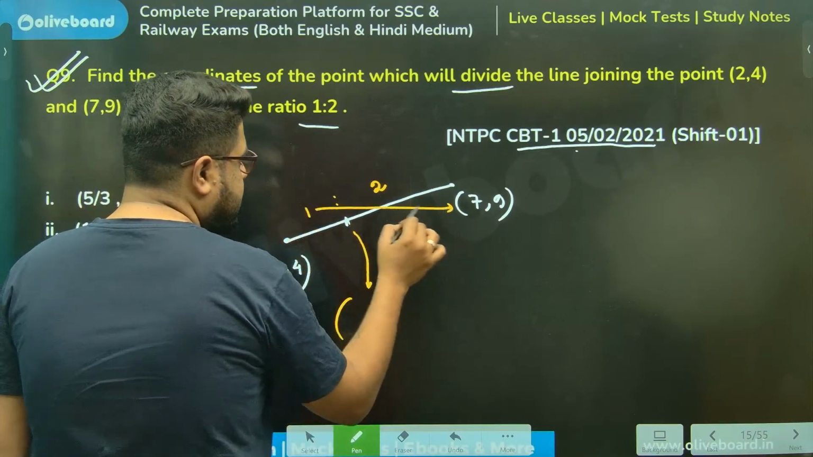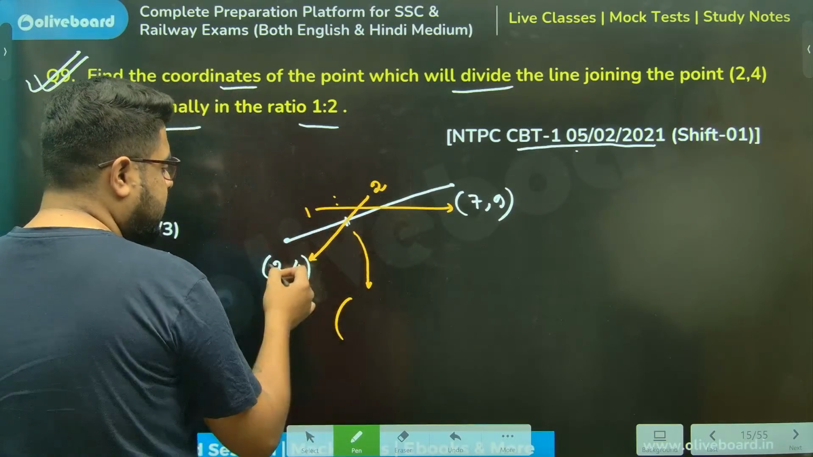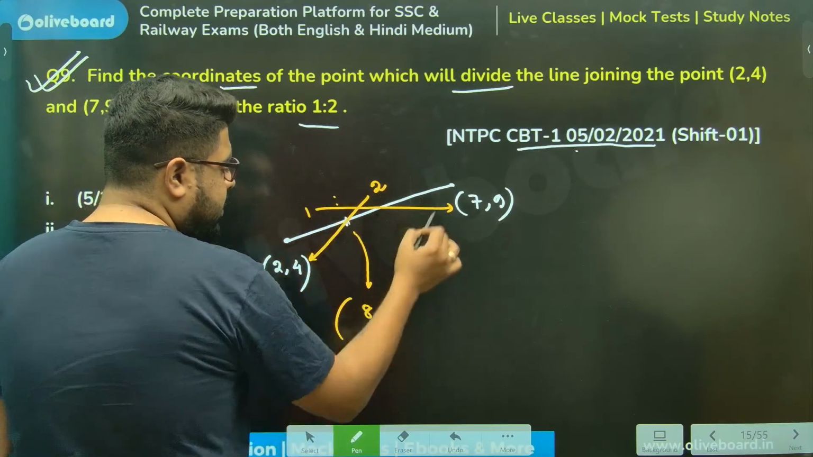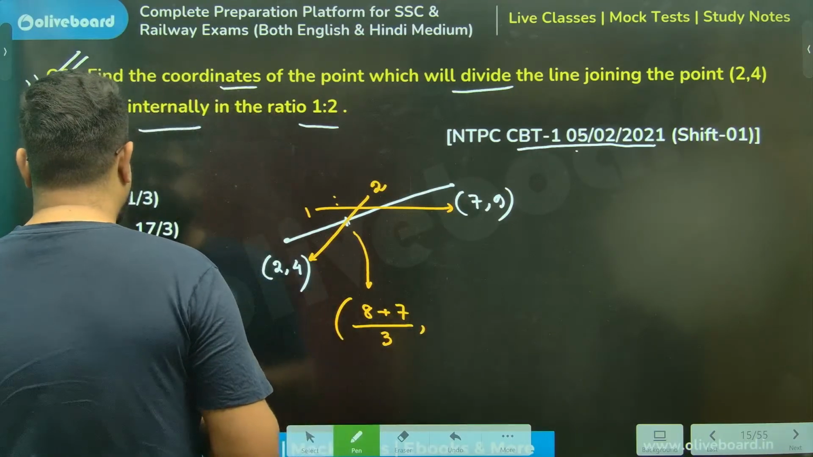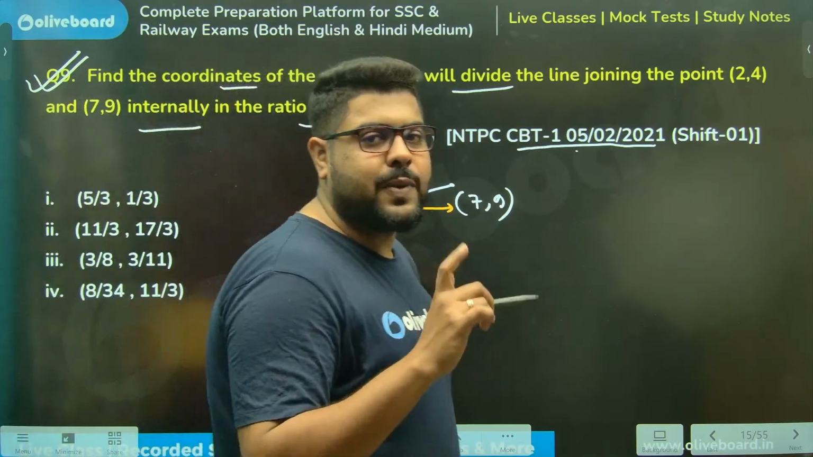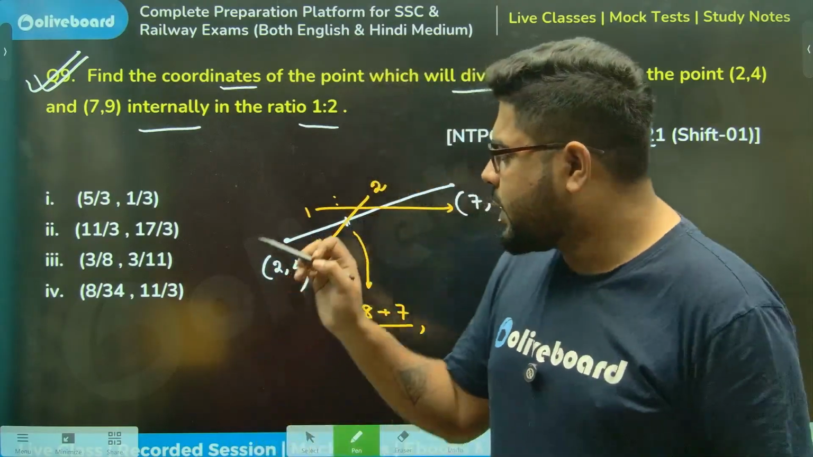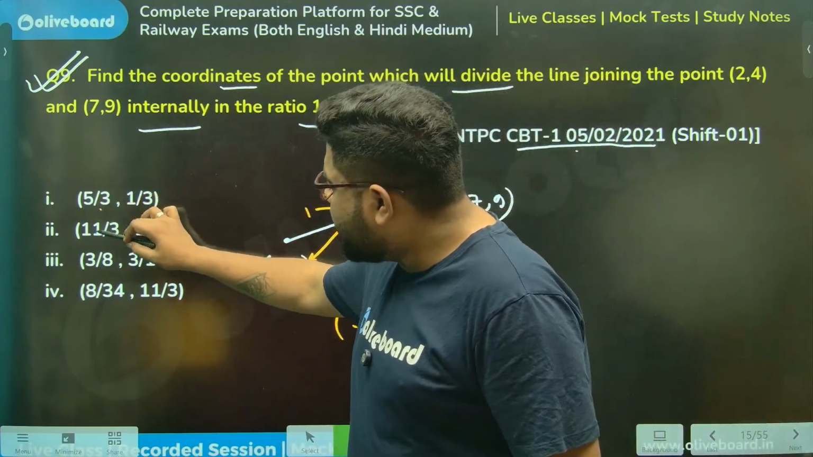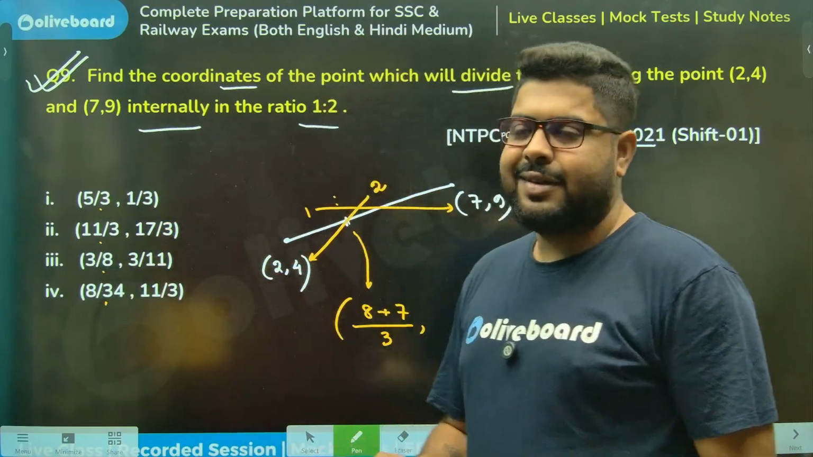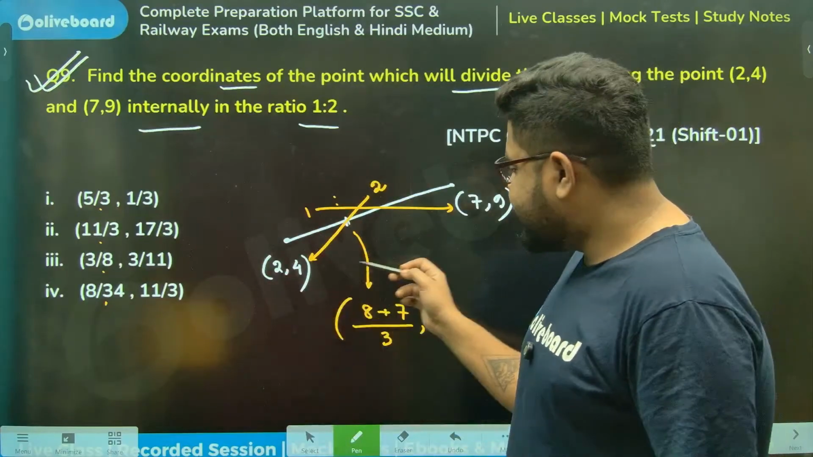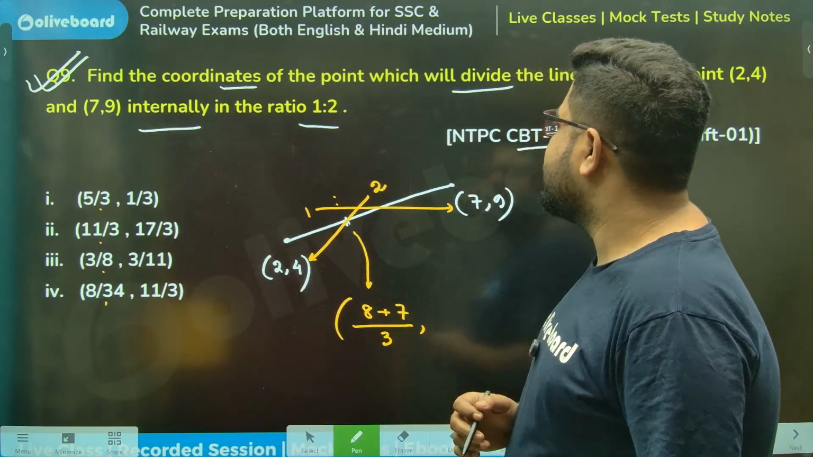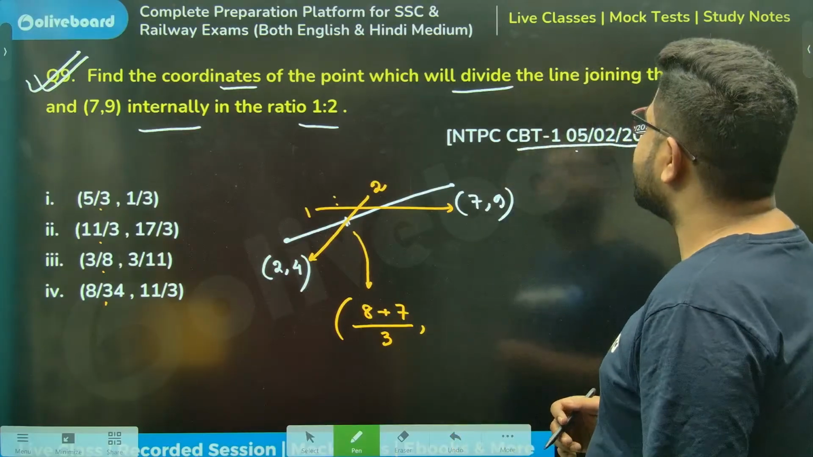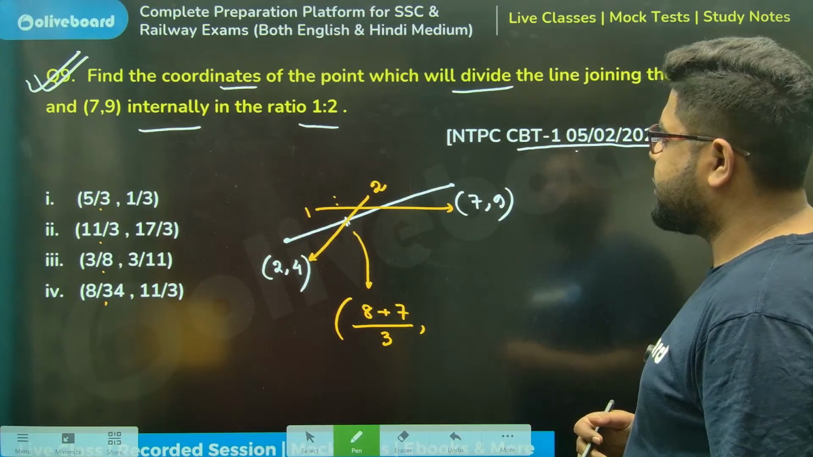Sir, cross: 2 into 4, 8, plus 1 into 7, 7, by 2 plus 1, 3. Again, I'll not do anything else. Why? You see, I took a pause and looked at the options. All 4 abscissas are different. I'll just do this. 7, 7, 14, 15 by 3. But this has gone wrong, sir. Options are not matching.